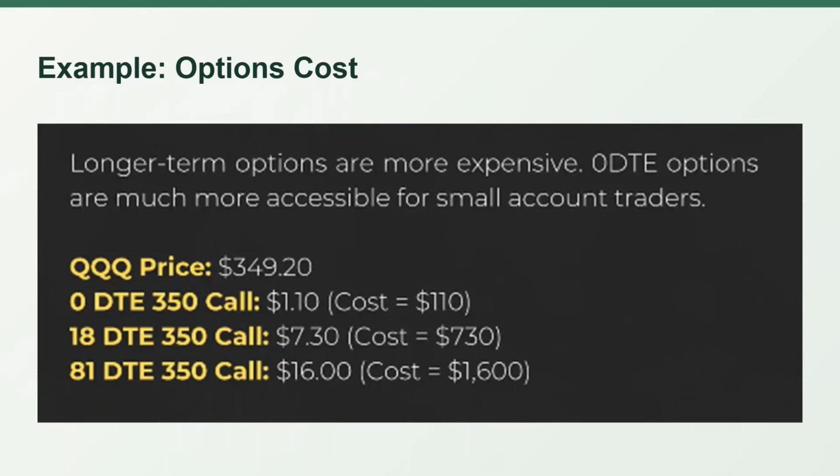So here's an example of options cost. We're talking about how they're much cheaper than the longer dated options. If you look at the Q's price here at 349.2, the zero DTE calls only cost $110. But if you go to 18 days to expiration, which isn't really that far out, you're starting to talk 7 times more, so $730 for a contract. And of course, it gets worse as you go out to 81 days to expiration, you start to talk $1,600 for a contract.